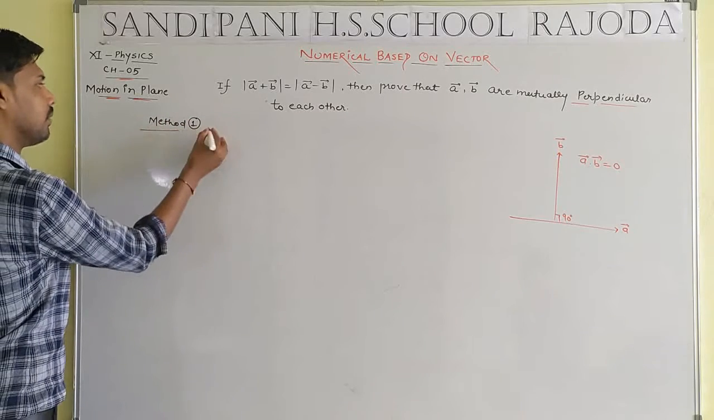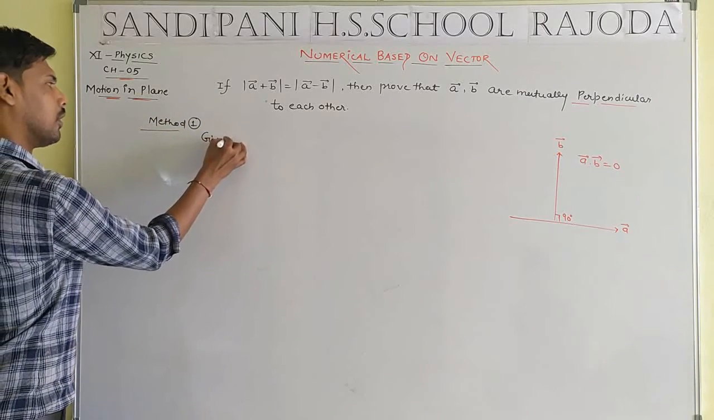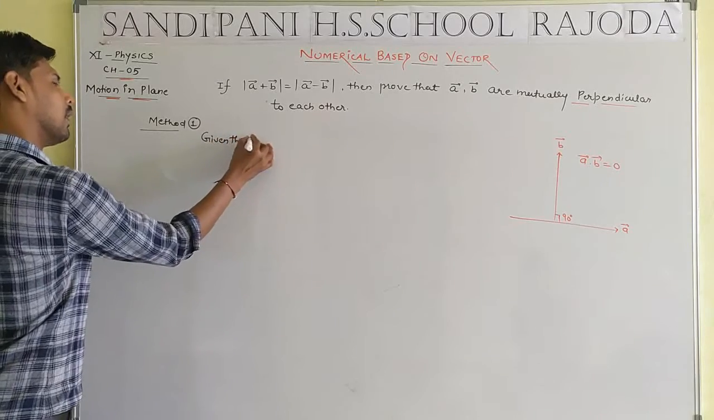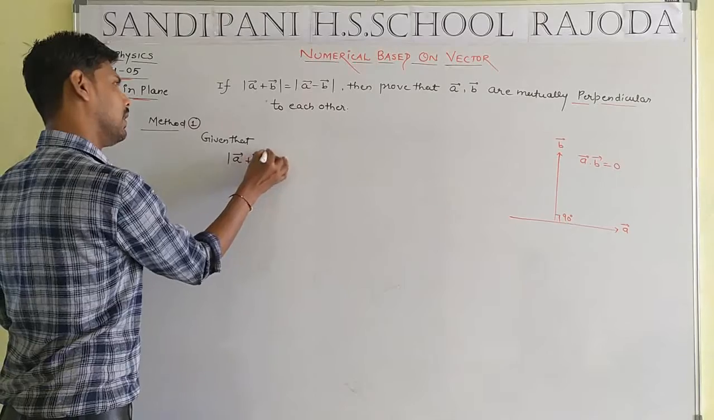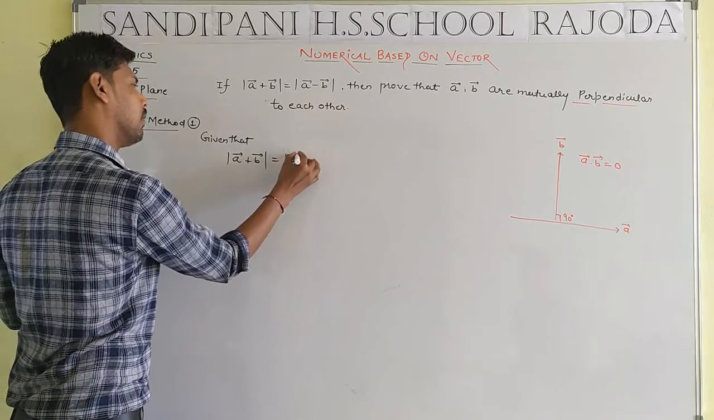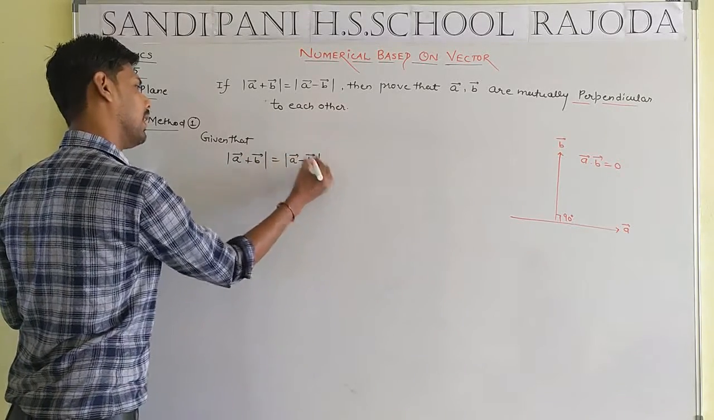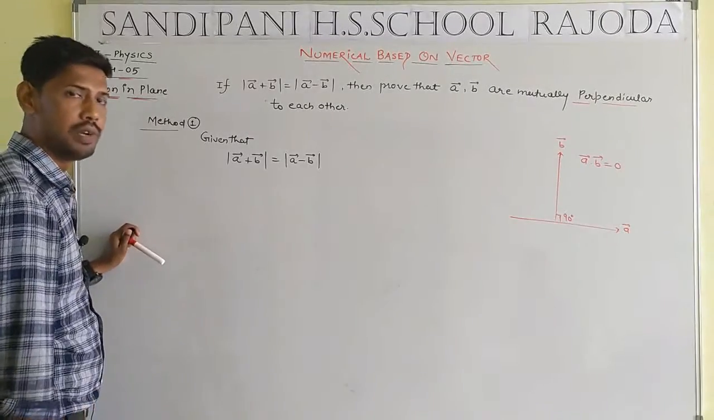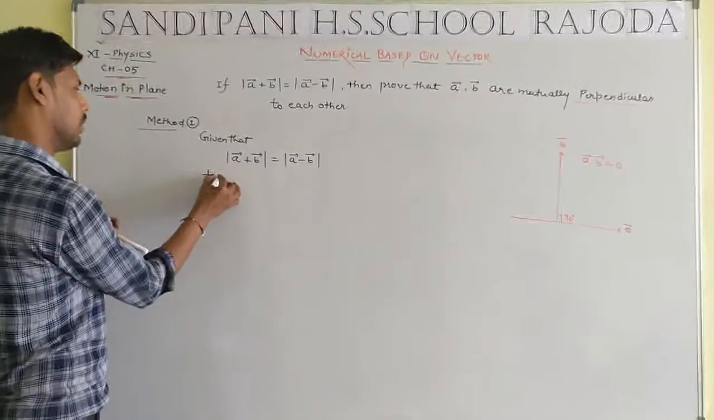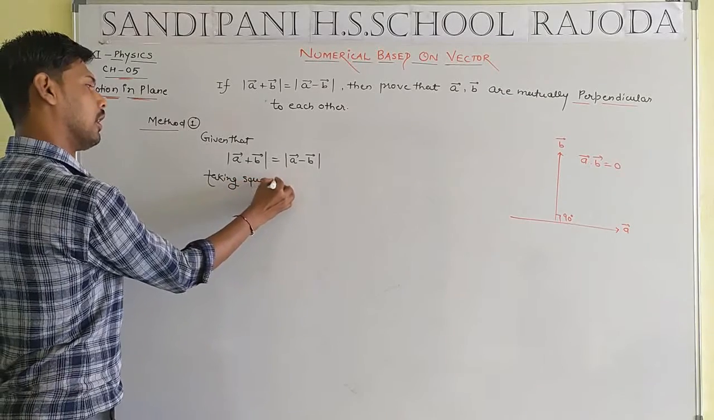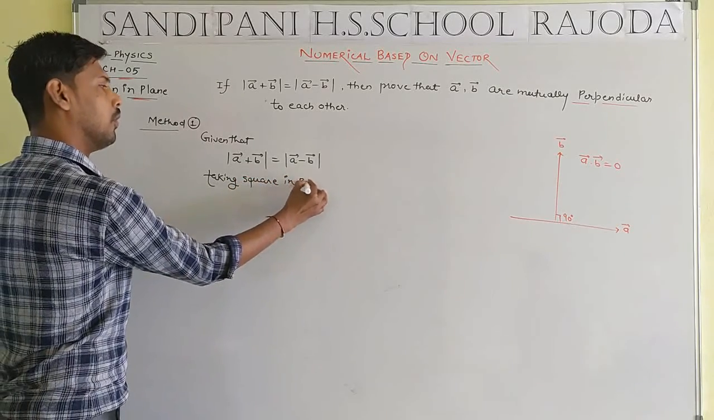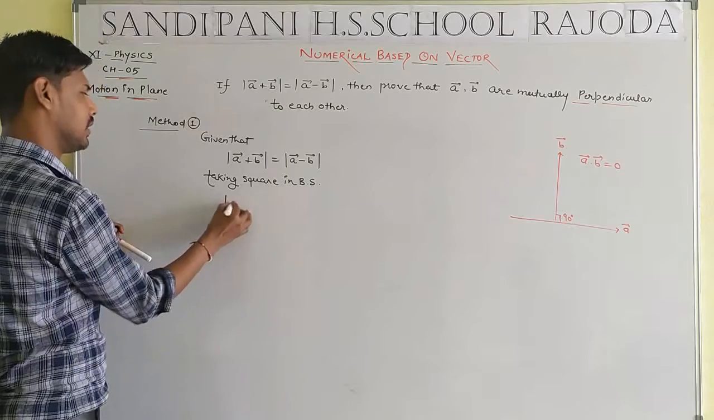Okay student, given that mod of A plus B will be equal of mod of A minus B. Now we taking the square in both side. We taking square in both side. What is the meaning of this sentence?